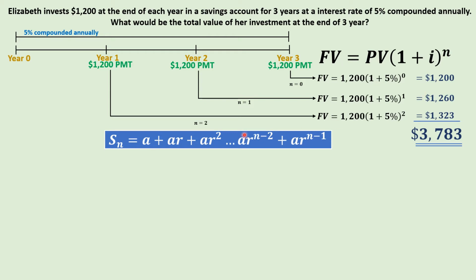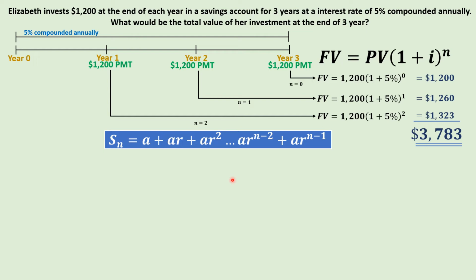Now, we don't want to use this because, assume if Elizabeth had 15 years of investment for $1,200, there's no way we're going to go ahead and calculate the power of 15 for all those future value formula questions. We're not going to compute it. That's going to take forever. So what we want to do is see if we can simplify the S sub n, the sum of all the investments, and see if we can arrive at a formula.